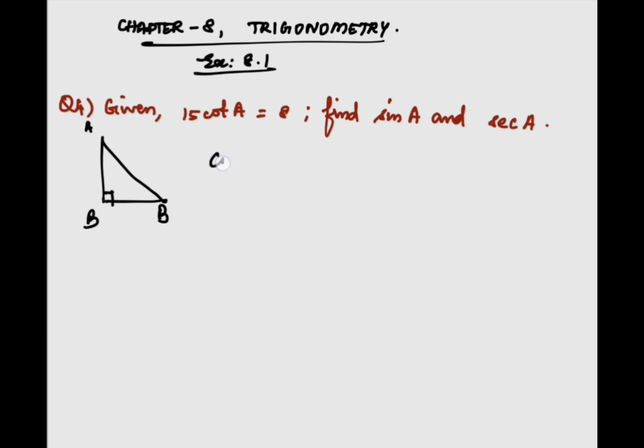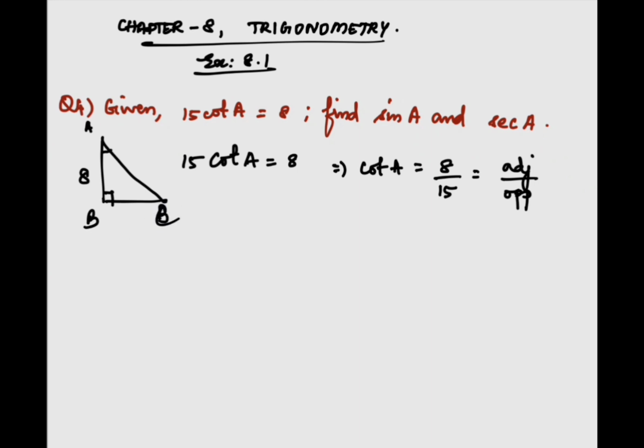Given 15 cot A is equal to 8. We can bring 15 to the opposite side. That gives cot A is equal to 8 by 15. We know cot A is equal to adjacent side by opposite side. That is, adjacent side is AB, that is 8 units, and the opposite side is BC, that is 15 units.